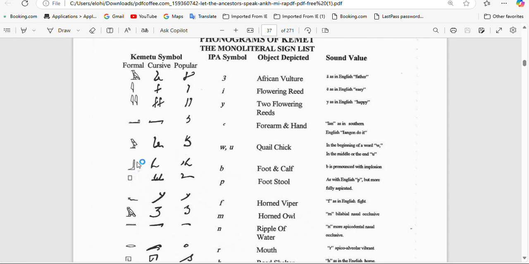This is a foot and a calf. You see it here in three different scripts. It represents a B, and it tells you the B is pronounced with implosion. This is a P in all three scripts. It's a footstool, as with the English P, but more fully aspirated. It's a horned viper. We know that's an F, as in English father.